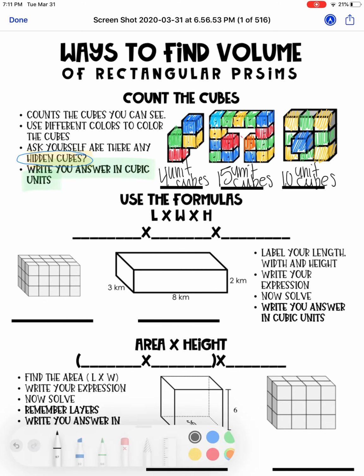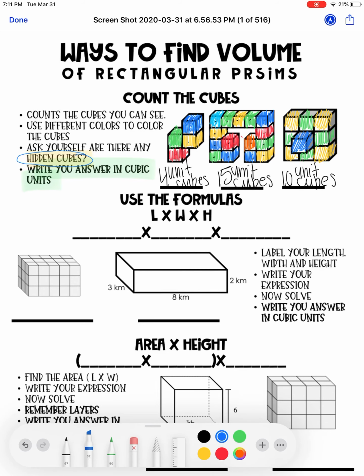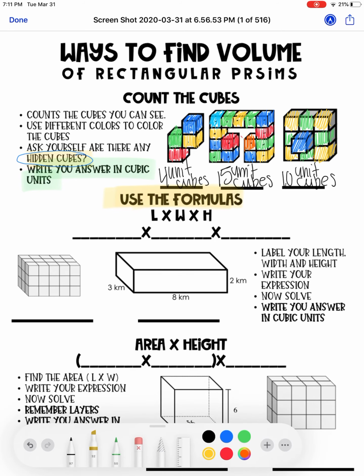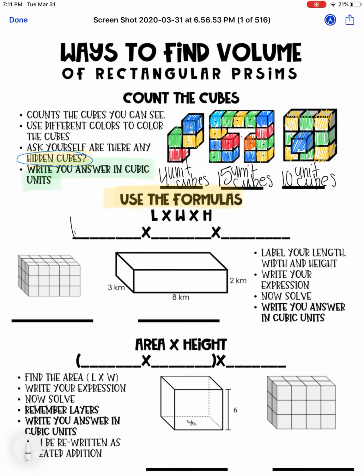Now, the next one, using formulas. Boys and girls, this is going to be the most important one, so this is the one we want to really pay attention to. Using formulas. Length times width times height. I'm sure you've seen me say this before. Sometimes you're going to see it written L times W times H, but we know that means length, L-E-N-G-T-H, times width times height. Okay? So length times width times height.